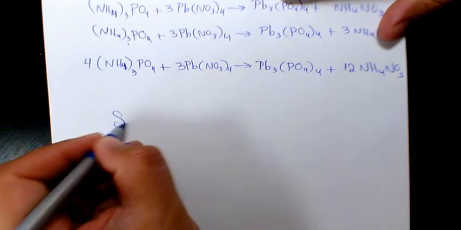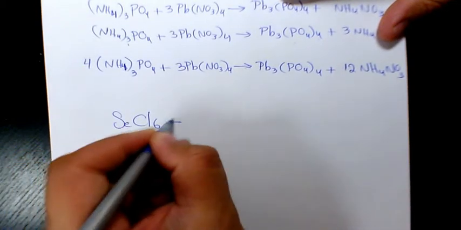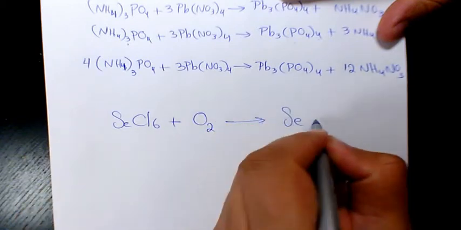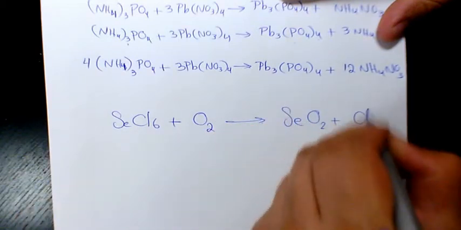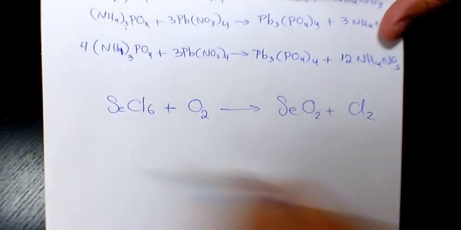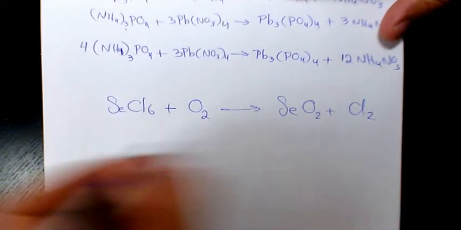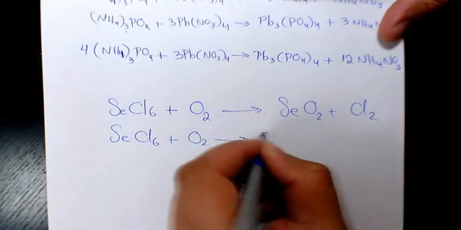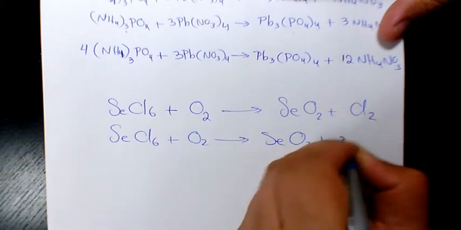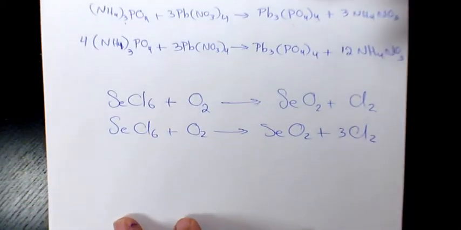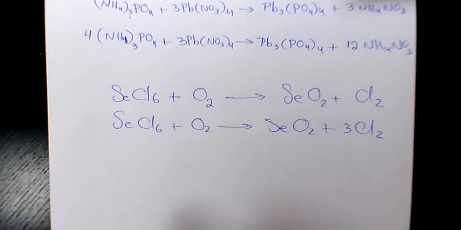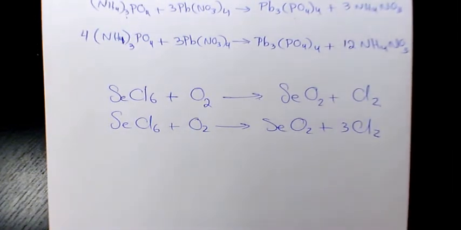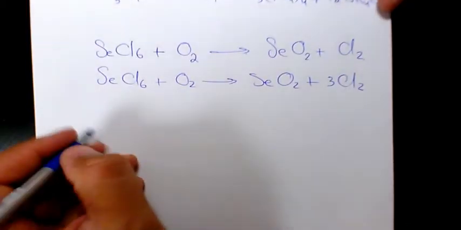Next one, SeCl6 plus O2 gives us SeO2 plus Cl2. So we have 6 atoms of chlorine, 2 in here, so I need to put 3 in here. SeCl6 plus O2 gives SeO2 plus 3Cl2. Then that's it. It is balanced already. So 1, 1, 1, 3. Yeah, it is balanced.